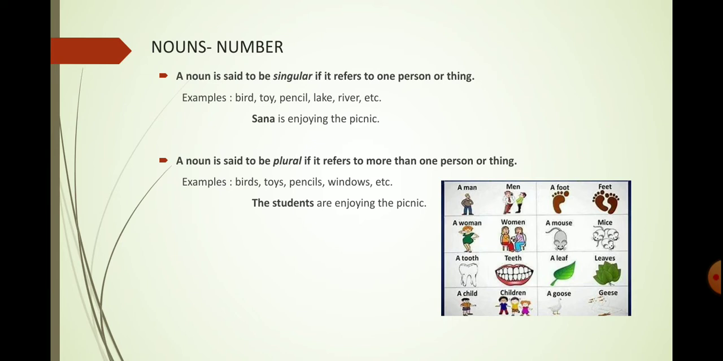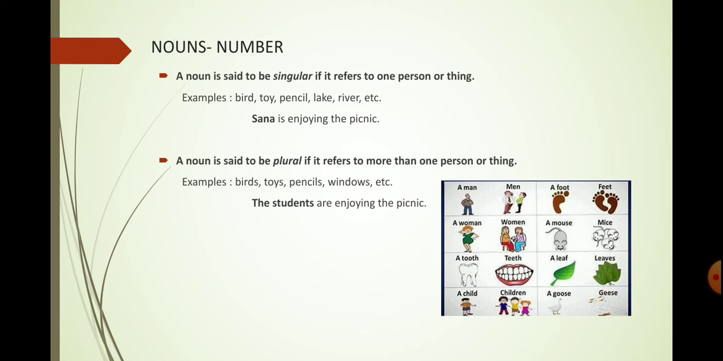What is singular? A noun is said to be singular if it refers to one person or thing. For example, bird, toy, pencil, etc. Let's take an example. Sana is enjoying the picnic. So here Sana is a singular noun. And remember one thing, when the noun is singular, then your helping verb will also be singular. Here Sana is singular and the helping verb is, so it will also be in singular form. Sana is enjoying the picnic.